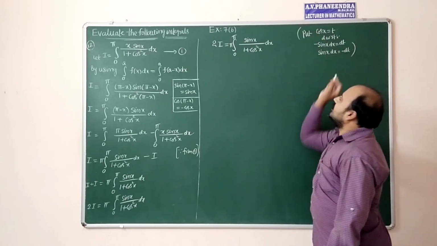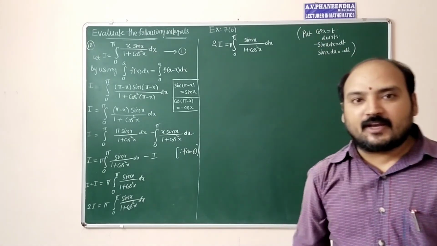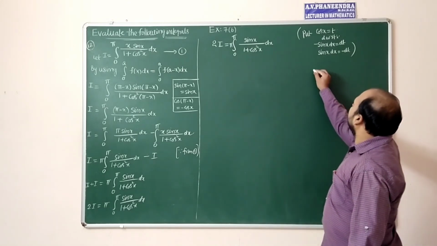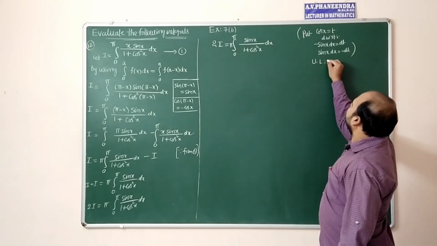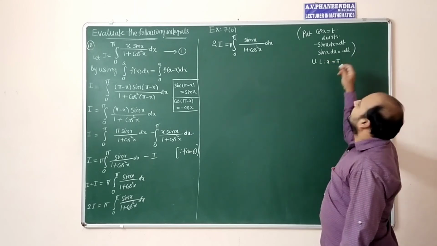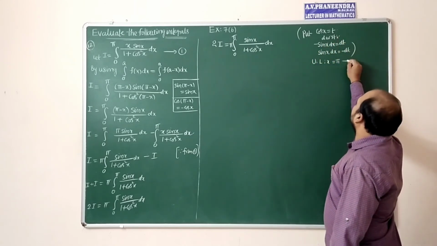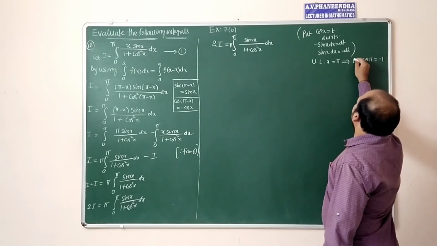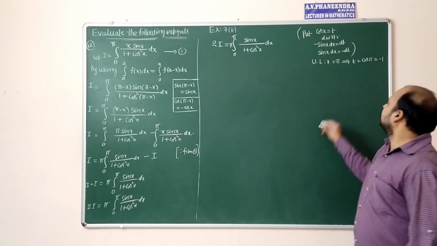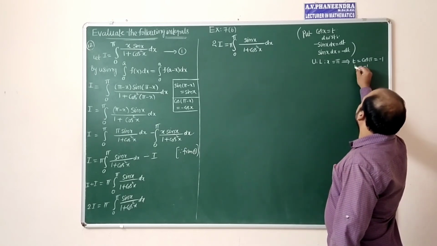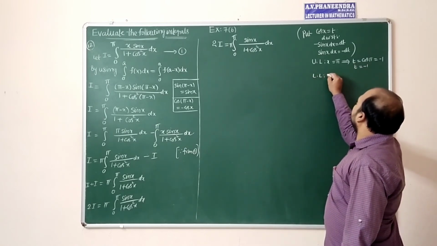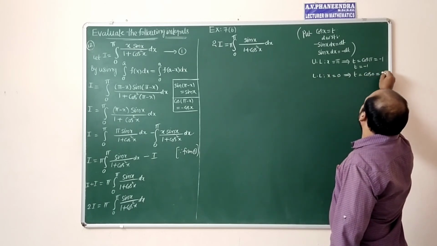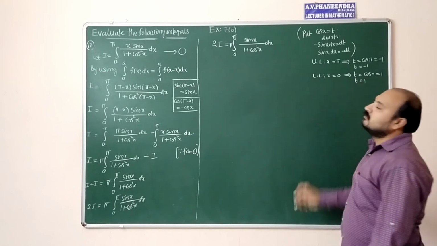After completing this step, whenever we are taking an assumption, limits will change. So now, upper limit and lower limit you can calculate. Upper limit: when x is equal to pi, t is equal to cos pi. Cos pi value is minus 1. So t is equal to minus 1, this is the upper limit. Next, lower limit: when x is equal to 0, t is equal to cos 0, that is equal to 1. So t is equal to 1.